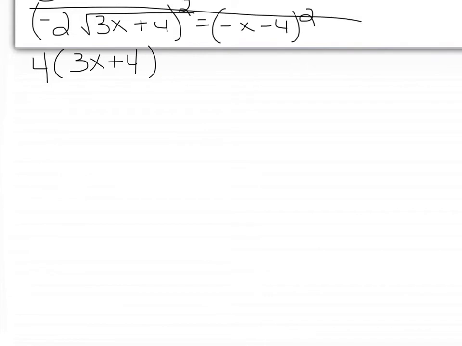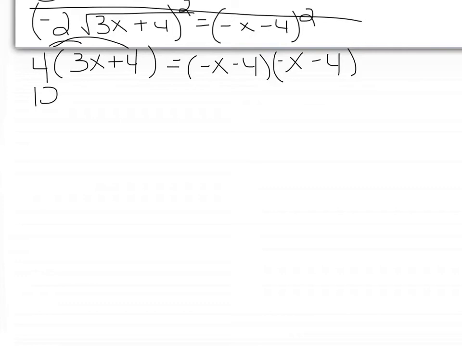Make sure you write your parentheses so when you distribute, you actually know that you need to distribute the 4. And then on the right side, you have negative x minus 4 squared, which is negative x minus 4 times negative x minus 4. Do not just square both pieces. It's a binomial squared. Here you can distribute your 4, which is going to give you 12x plus 16.